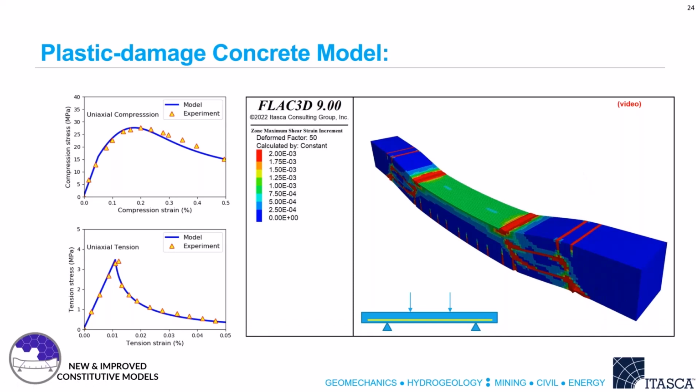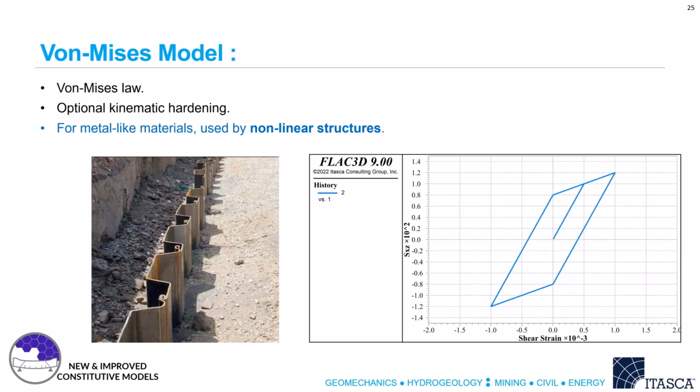Okay, this is the concrete model. Next, we are talking about the von Mises model. Generally, in FLAC3D, we deal with geomaterials, that's generally soil and rock. However, in mining and geotechnical engineering, we still have some metal structures, for example, this shear pile. So I think it's necessary to add a separate von Mises model with optional kinematic hardening.